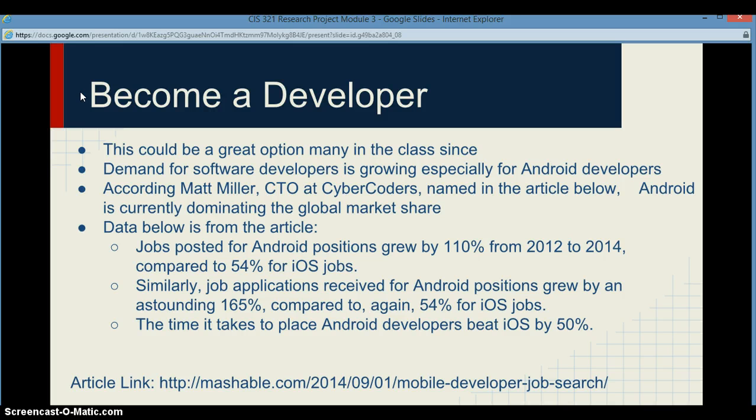Also, some facts that I got from the article: jobs posted for Android positions have grown by 110% from 2012 to 2014. If you compare that to iOS jobs, they only grew 54%. Job applications received for Android positions grew as well, from 100 to 165%. Again, if you compare that to iOS jobs, only 54%. I mean, that's awesome. And also, it takes time to place Android developers. That also beats the iOS market by 50%.